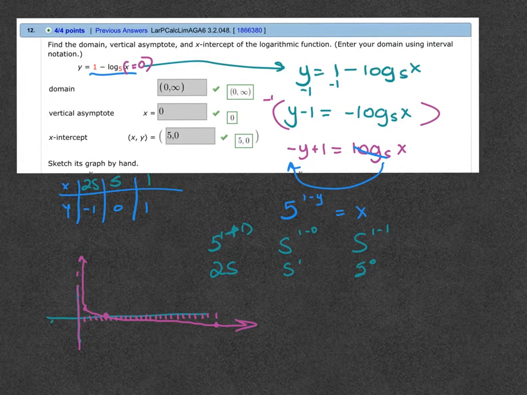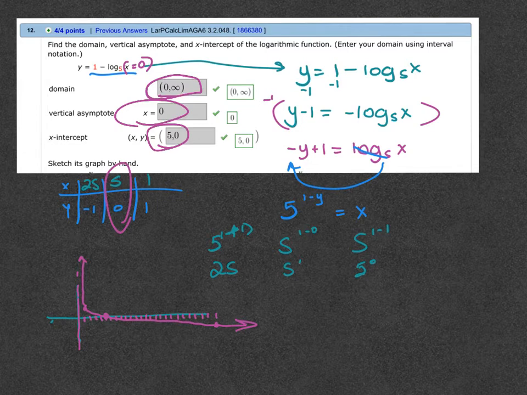So the domain is 0 to positive infinity because there's nothing adding or subtracting inside the parentheses. The vertical asymptote is x equals 0, same reason. And then the x-intercept comes from the middle of my t-chart, which is 5, 0. And then your graph would look like that. So what's your asymptote? x equals 0. If you don't know, it's always 0 if there's no horizontal shift.